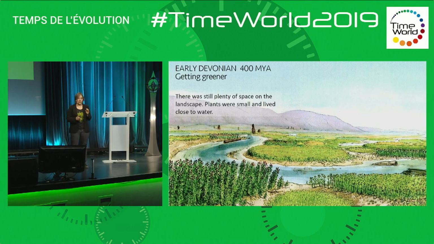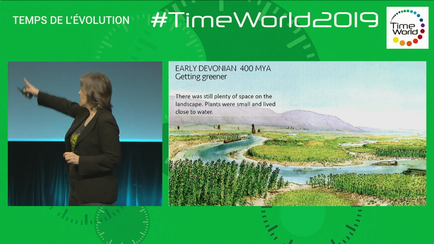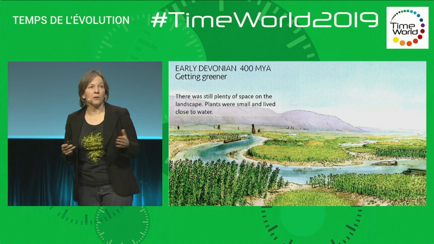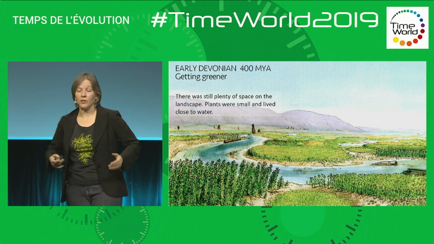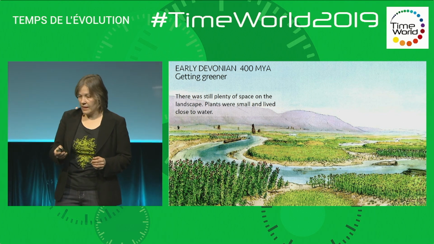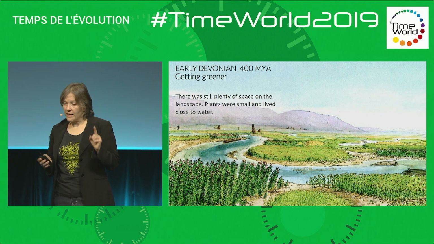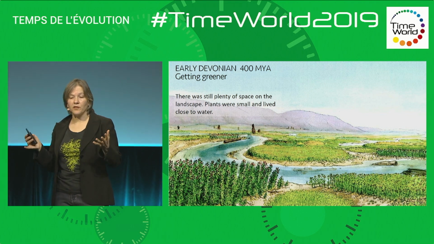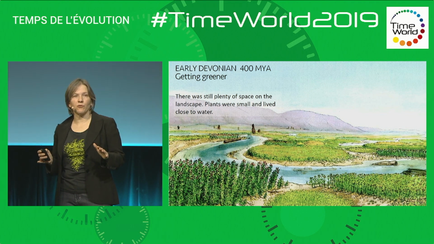So here we are in the early Devonian. The Devonian is the time period that comes after the Silurian. It's 400 million years ago, and it's getting greener on the landscape, and the plants are also getting bigger. The ones at the bottom left, over there, are about a meter high, so still shorter than I am, and I'm not very tall. And there was still a lot of space on the landscape where plants were not growing.